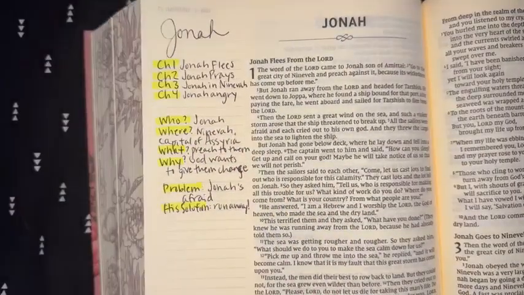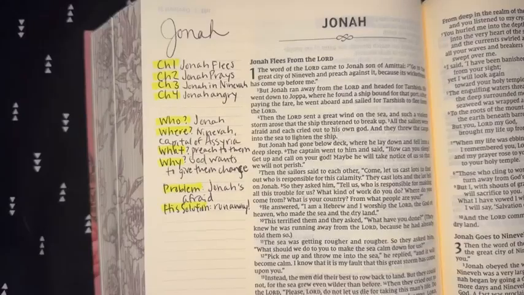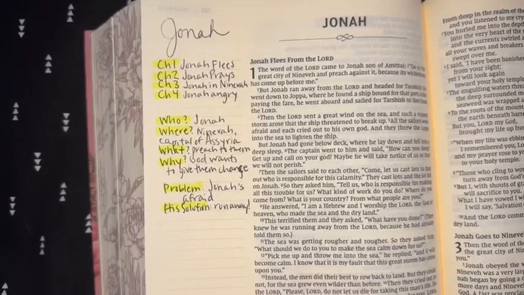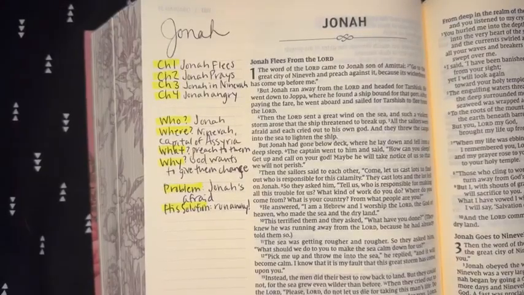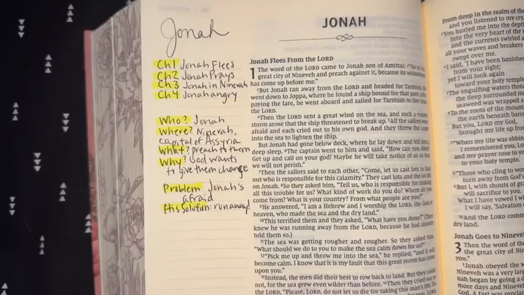As you're taking these notes, I'm going to read chapter 1 to you. So Jonah flees from the Lord. The word of the Lord came to Jonah, son of Amittai. Go to the great city of Nineveh and preach against it, because its wickedness has come up before me. But Jonah ran away from the Lord and headed for Tarshish. He went down to Joppa, where he found a ship bound for that port. After paying the fare, he went aboard and sailed for Tarshish to flee from the Lord.